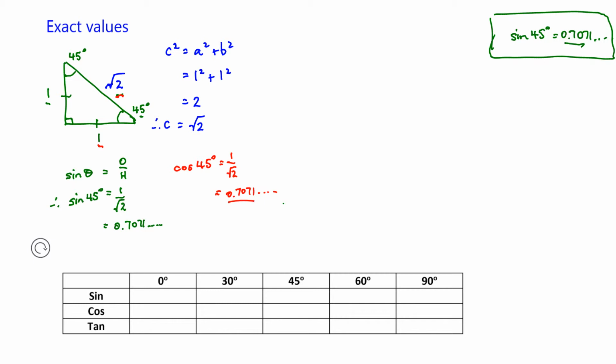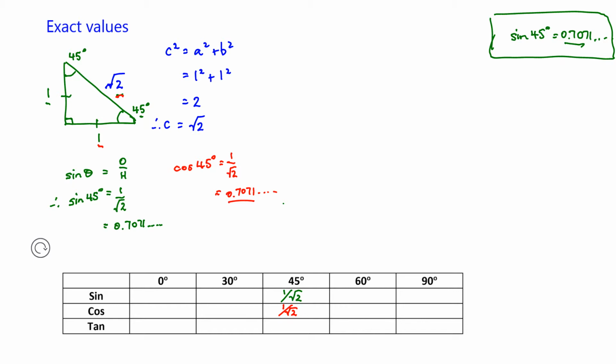So let's add those numbers into our table that we've got down here. So the cos of 45 degrees, that exact value is 1 on root 2. And the sine of 45 degrees was also found to be 1 over root 2. There's only one left to do, and that's finding the tan of 45 degrees for this particular triangle.